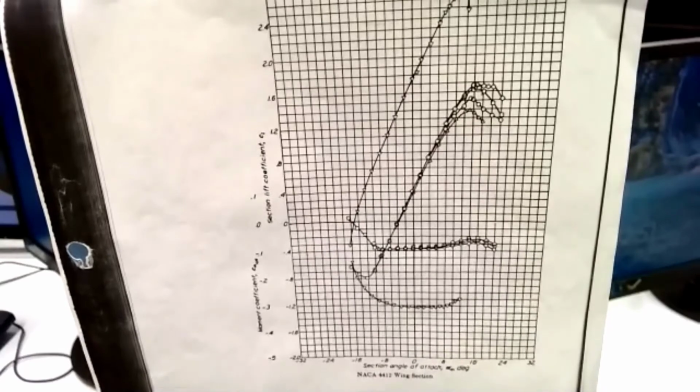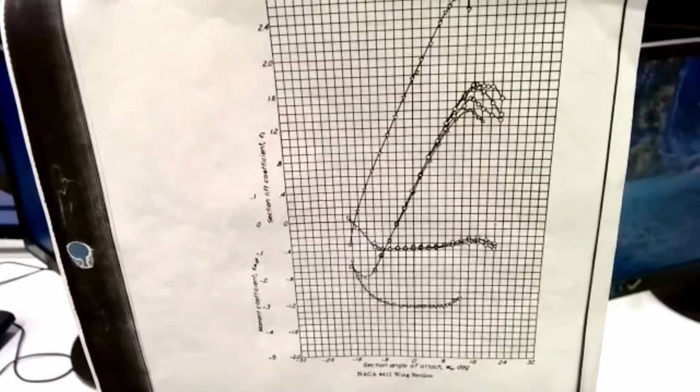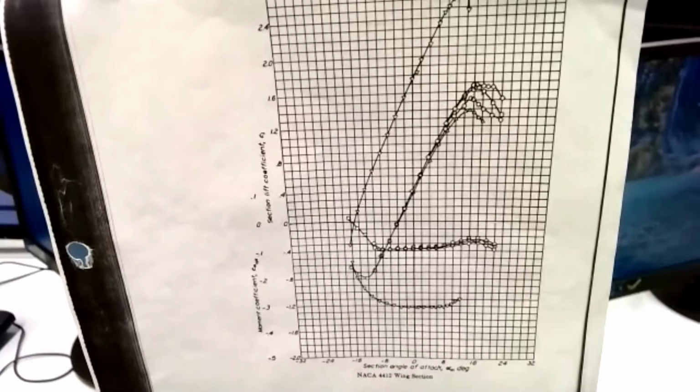And what are the units? 1 over degrees. Yeah, because we did degrees down here. So it's often quoted as per degree.